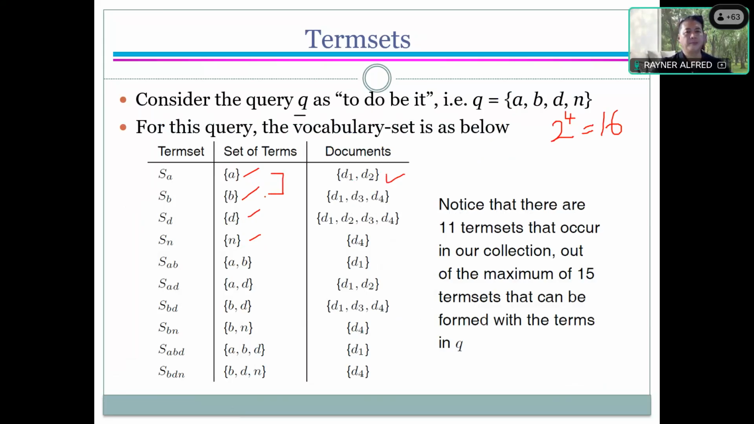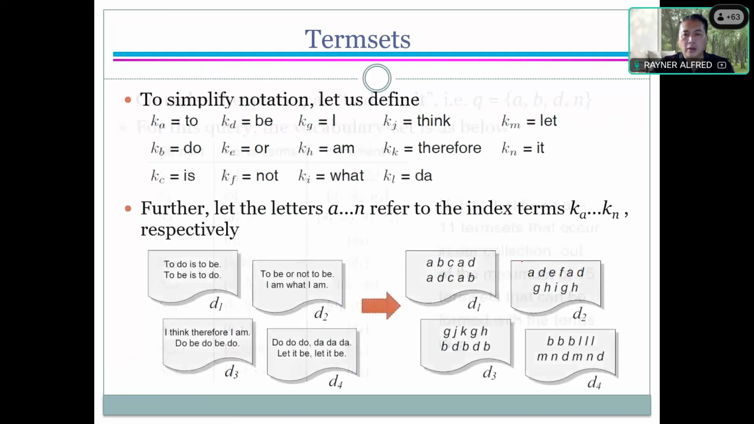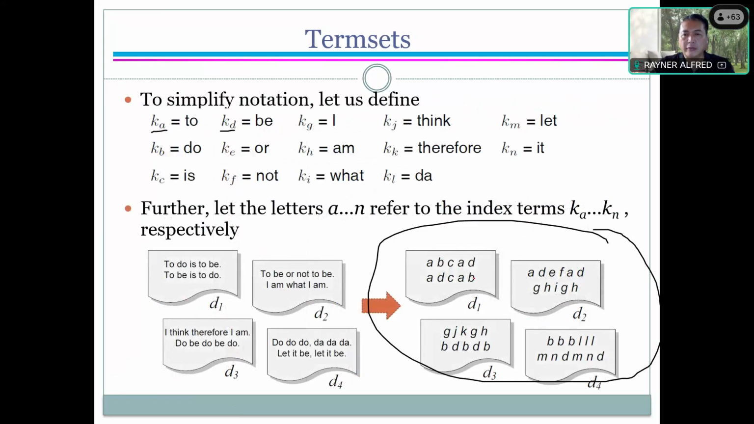Okay, two-term sets. First AB, and then another one is AD, and then the next one will be AN. Okay, but AN, if you look here, we do not have AN here.